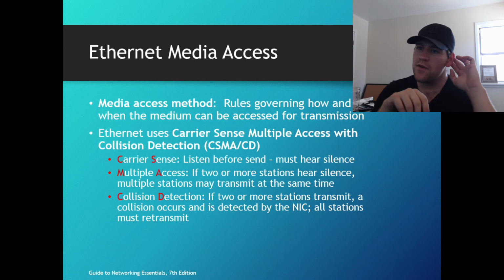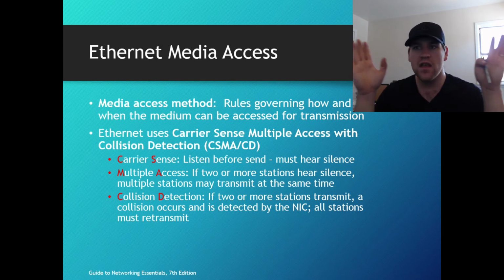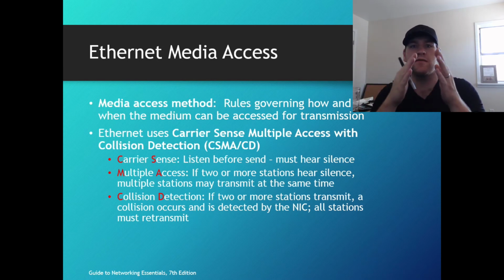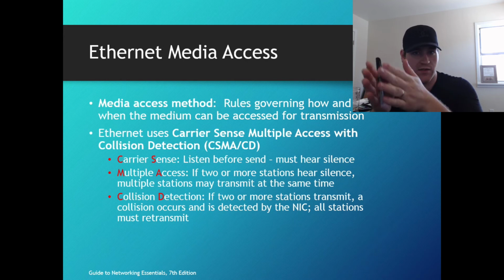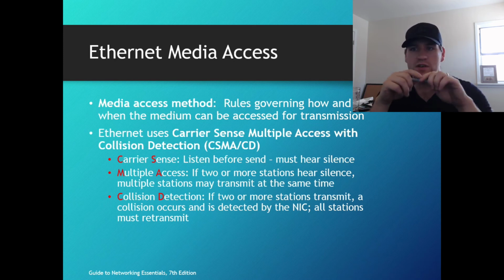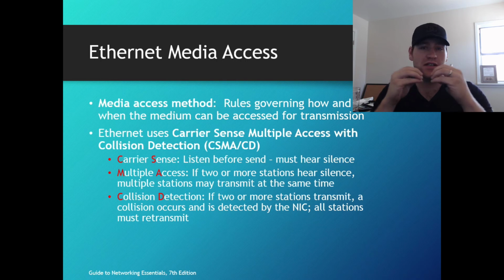Okay? It's going to listen to the medium for a transmission. If there is no transmission, then, and now you have to think in terms of the days of physical and logical buses, when this was utilized. CSMA/CD was utilized by physical and logical buses. So the listen before send, it must hear silence before it can transmit. Multiple access means if two or more stations hear silence, multiple stations can transmit at the same time. If that occurs, that's not good, because then a collision will occur.